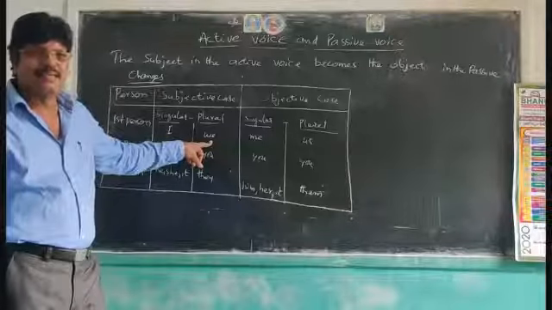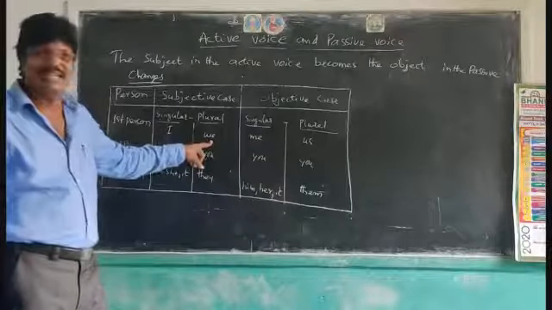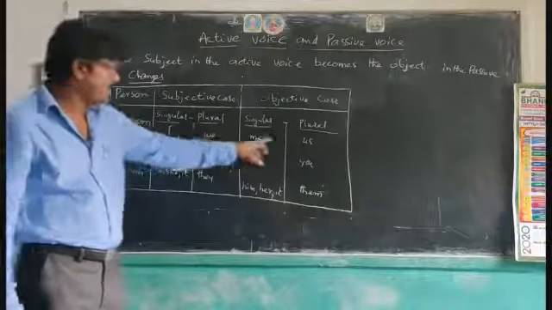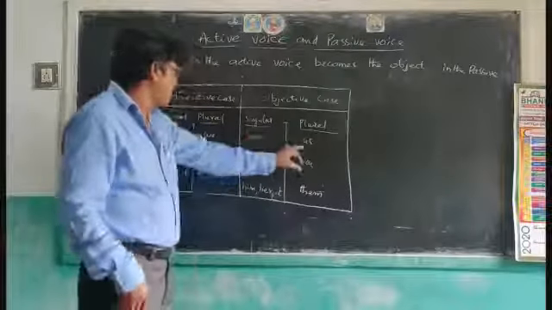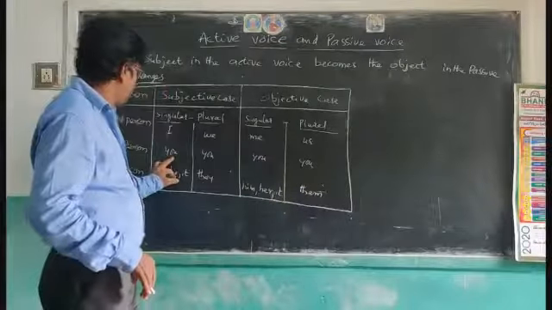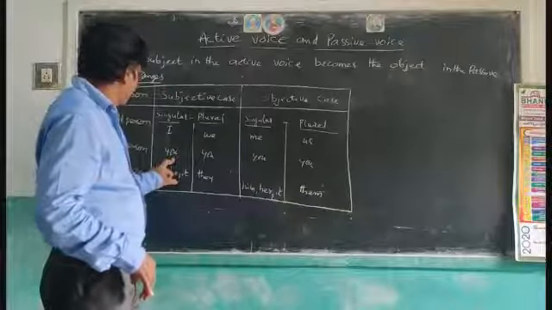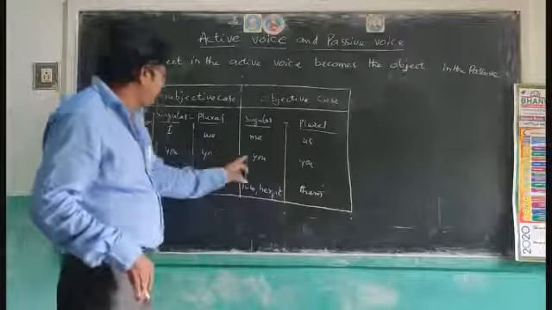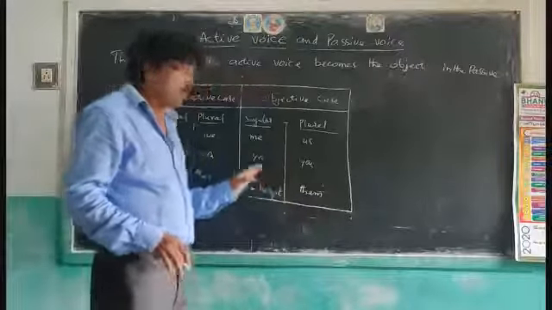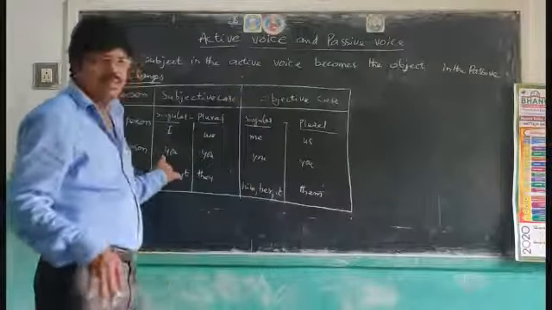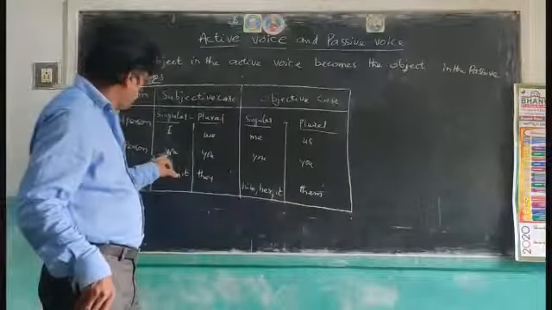Cricket is played by us. We change us. Here you, singular, plural you, all. You don't change. You, it doesn't change.